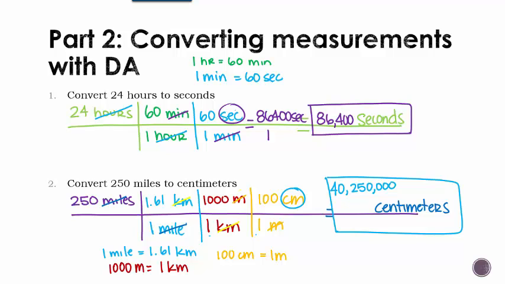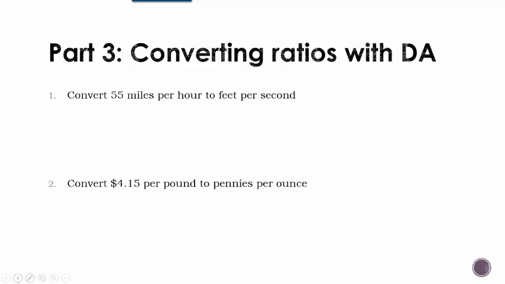So if you notice, both of these that we did are measurements, and we had to convert those measurements into new measurements. The other thing you have to do with dimensional analysis is convert ratios. So let's try another one. Let's say I have 55 miles per hour, and I want to change it to feet per second. So remember, 55 miles per hour means 55 miles in 1 hour.